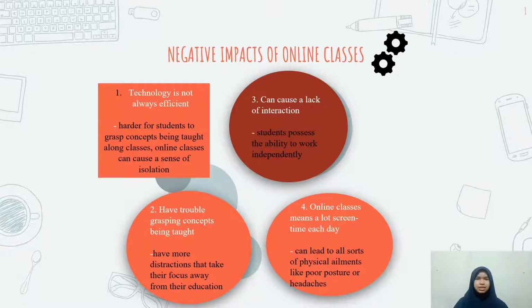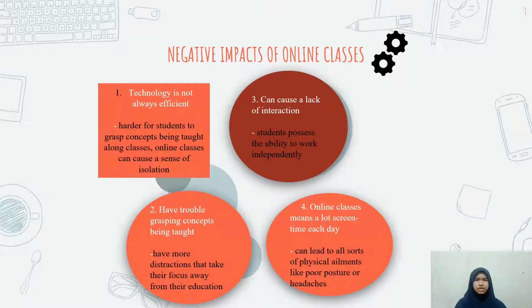Then, the negative impacts of online classes. We have four points. The negative impacts of online classes are seen in the technicality of the actual use of it. These impacts include how technology is not always efficient. It is harder for students to grasp concepts being taught in class. Online classes can cause a sense of isolation. Online classes are prone to technical issues, and online classes mean more screen time.